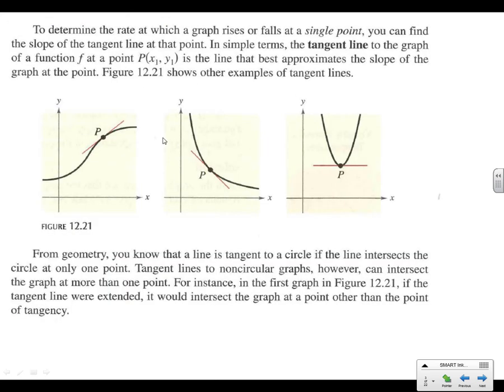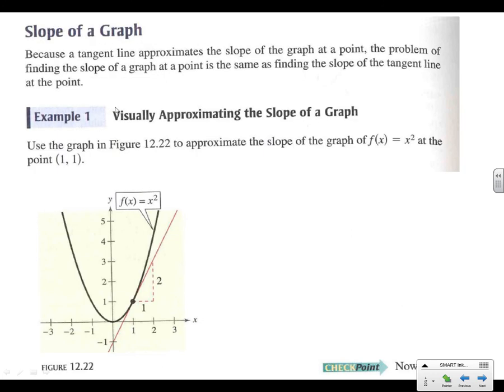So we also know, we can think back to some Algebra 2 stuff, that we have a tangent line. A tangent line is the line that just barely touches our curve, all right? And so a tangent line is going to approximate the slope of the graph. So if we can figure out what the slope of the tangent line is, we can approximate the slope at a specific point.